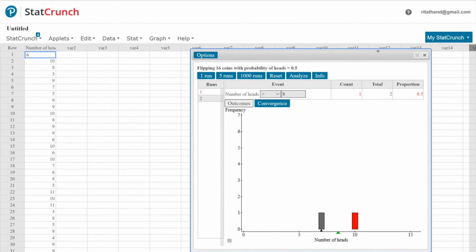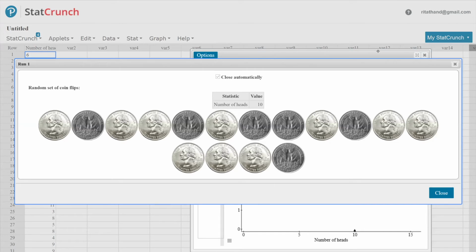So this is an experiment where I flip 16 coins with an equal chance of getting a head and a tail. So I flip 16 coins with probability of head 0.5. That means it's a fair coin. You have a half chance of getting a head and a half chance of getting a tail. Then I want to count how many heads I have after flipping a coin 16 times. It's saying 10 heads here.